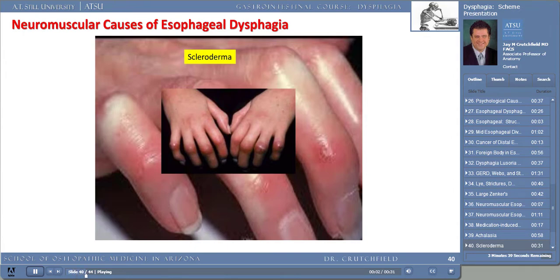Patients who have scleroderma, this is more of an autoimmune disorder, but they also suffer from other autoimmune disorders, which in turn can lead to a neuromuscular cause of esophageal dysphagia. The schemes aren't perfect, and it would be nice if we had a separate category for autoimmune dysphagia, but in the meantime, scleroderma fits best under a neuromuscular cause.